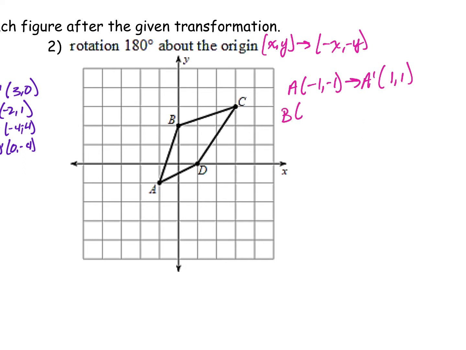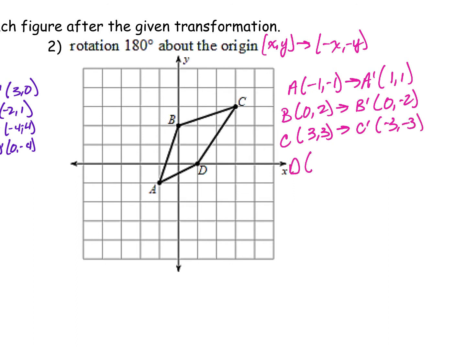And B is located at 0, 2. So B prime would be 0, -2. And C is located at 3, 3. So C prime would be at -3, -3. Great. And D is located at 1, 0. So D prime would be at what? -1, 0. Beautiful. Okay? Questions?